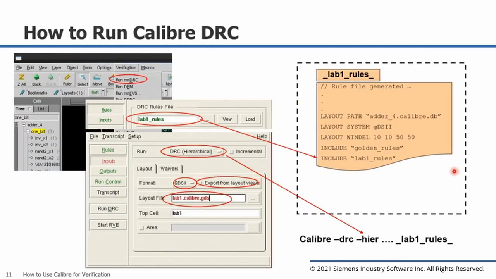Here, you can see every one of these options has a corresponding option for how you can run using the command line. For instance, if you select the DRC hierarchical here, it will become hierarchy here. And when you change the GDS format, it will change in the rules file as well. When you insert the layout files, changes here will be reflected in the rules.